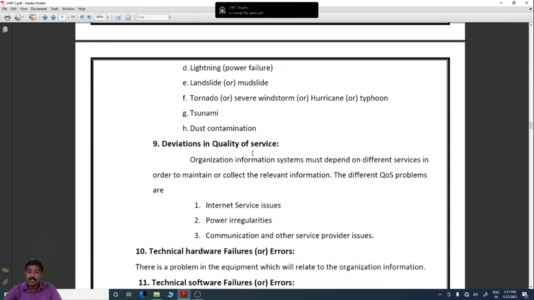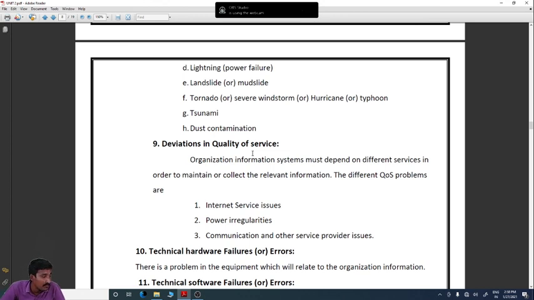And the next one is deviation in quality of service. We know that QoS is a very, very important parameter for any activity. Every organization must depend on the different services provided, so whenever they maintain information, the quality of service is very important. A simple example, I think maybe everyone knows: currently there is news spreading that WhatsApp has security issues, that they are leaking information to Facebook. So that is important for the quality of service.